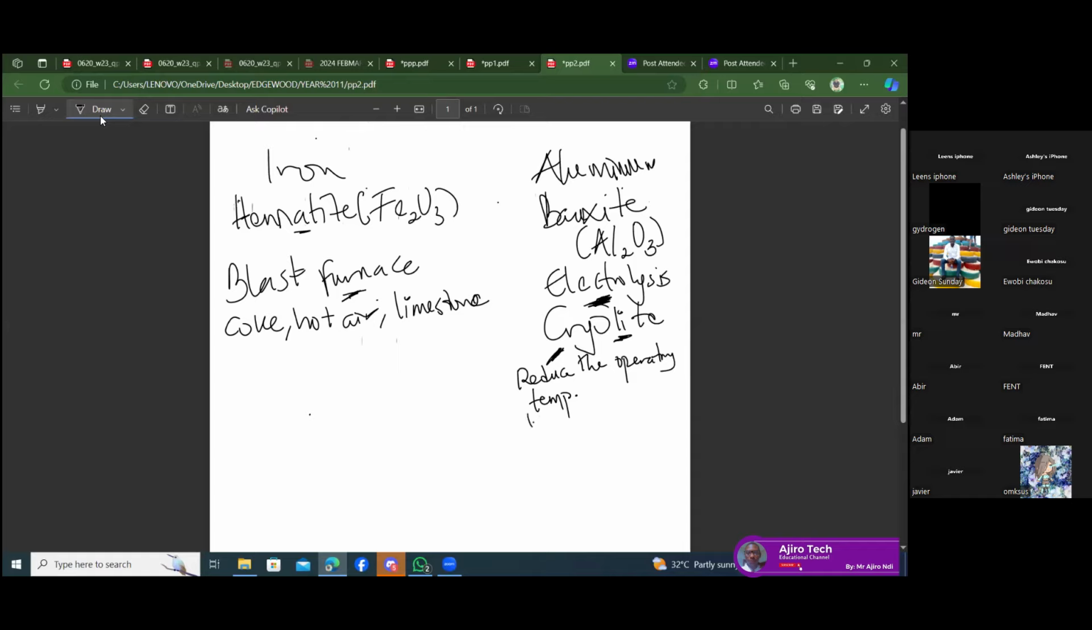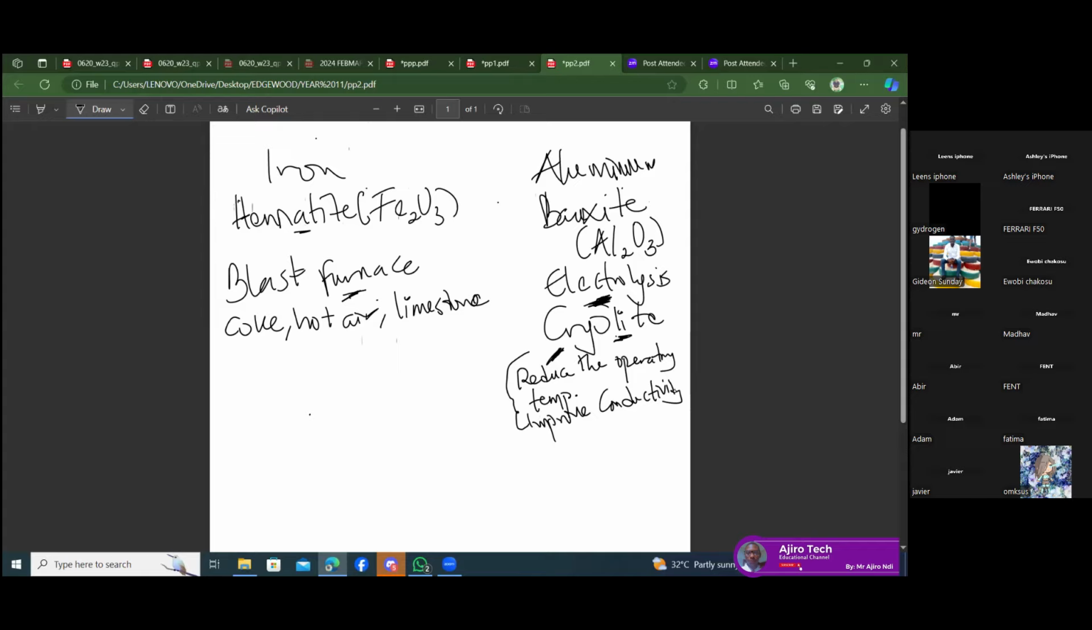And secondly, to improve conductivity. You add the cryolite to improve conductivity. These are very important, okay? To reduce the operating temperature and to improve conductivity. You have questions like this. This is what you should write on why cryolite is added. Okay, so let's go over to see what then goes on in this process.